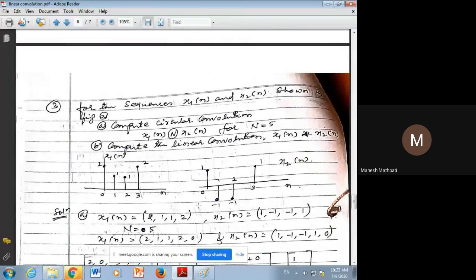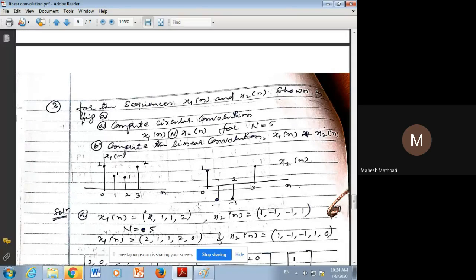You just note down this question. For the sequence x1 of n and x2 of n shown in figure, a bit compute circular convolution, x1 of n circularly convoluted with x2 of n for n equals to 5.